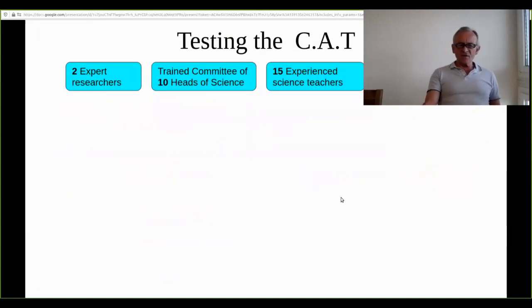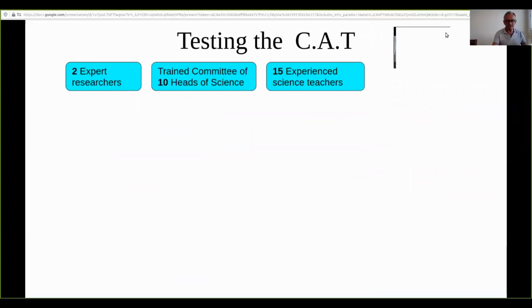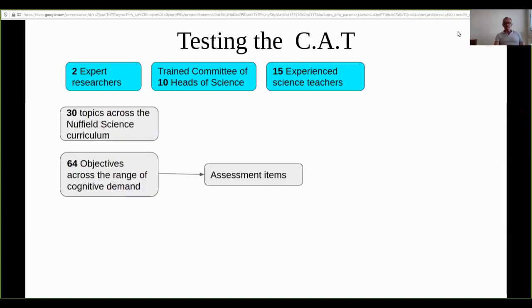Okay, so Shayer and Adey wanted to test the CAT, so they decided that what they needed was, again, an instrument that is useful for teachers, curriculum designers and heads of department. They worked together with 10 heads of science whom they trained in the Piagetian background, but they also wanted to see if teachers who were not familiar with the Piagetian background could also use the CAT in a reliable and valid way. So they looked at the Nuffield science curriculum, and from 30 topics across all the different aspects of science, they selected 64 key conceptual objectives and turned them into assessment items.